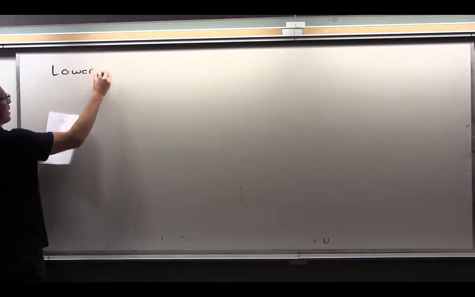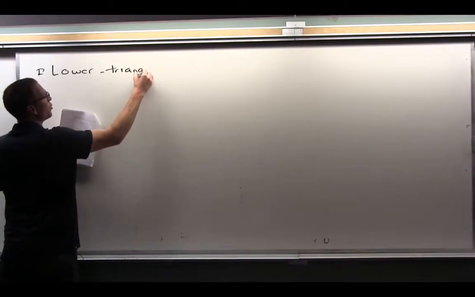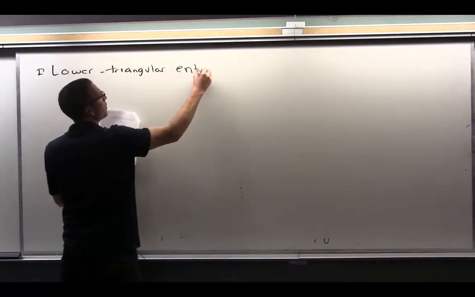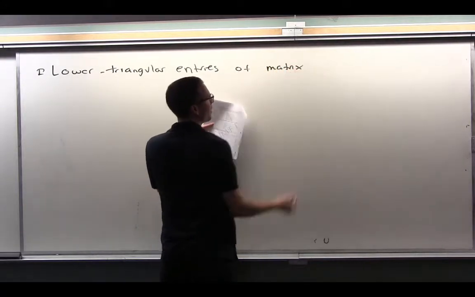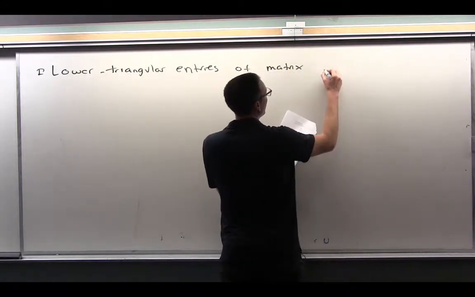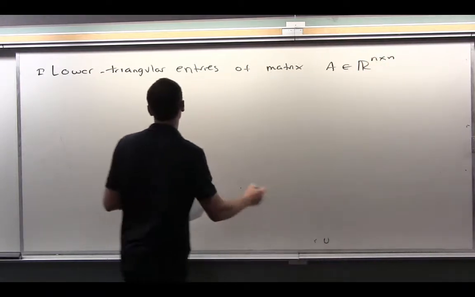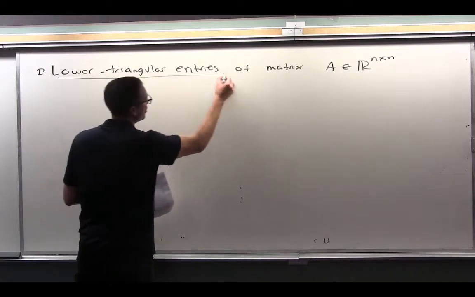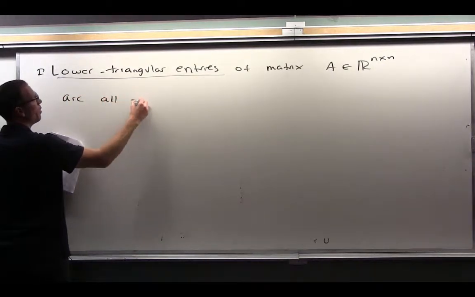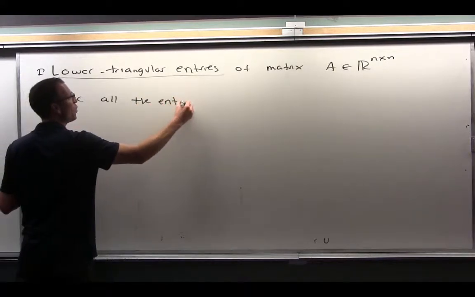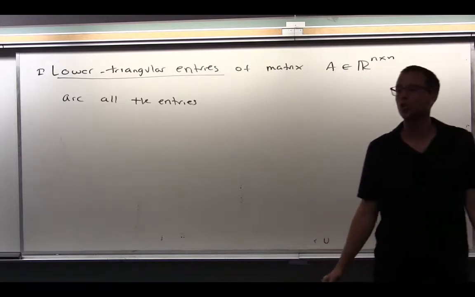I'm going to go ahead and define something called the lower triangular entries of a matrix. Okay. For now, we'll just focus on square matrices. You can define lower triangular matrices for non-square matrices, but are all the entries, could you guess what we say the lower triangular? If you were to draw a square matrix, which are in the lower triangular?